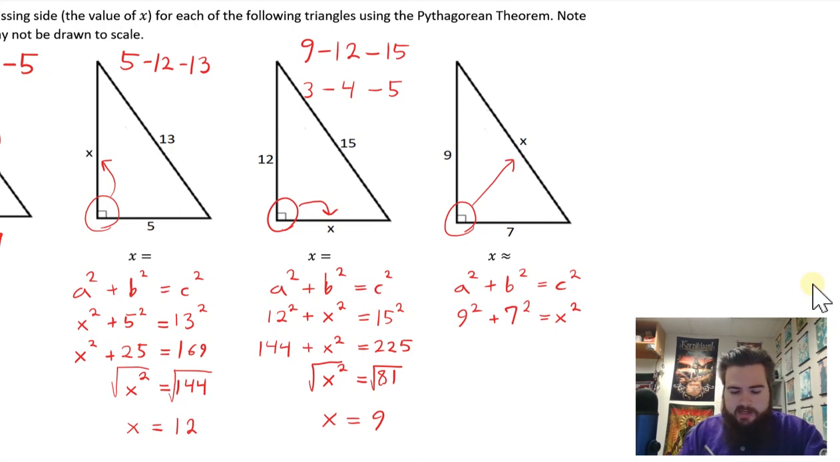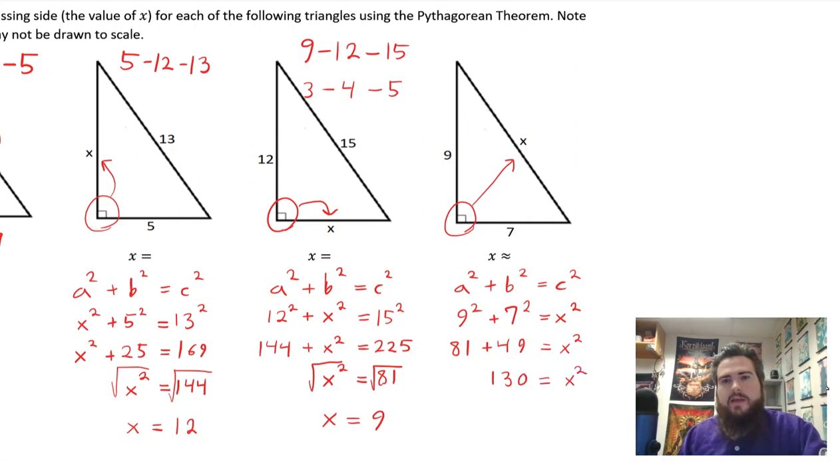Solving through with that, 9 squared is 81, and 7 squared is 49. 81 plus 49 will give you 130. And just like in the previous cases, we will need to take a square root to find our final results. However, unlike the previous ones, if you do take the square root of this value, you are not going to get a nice whole number.